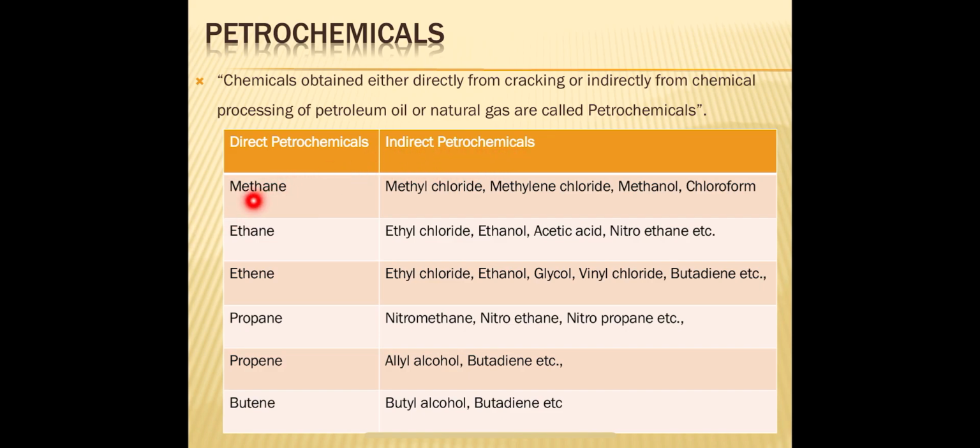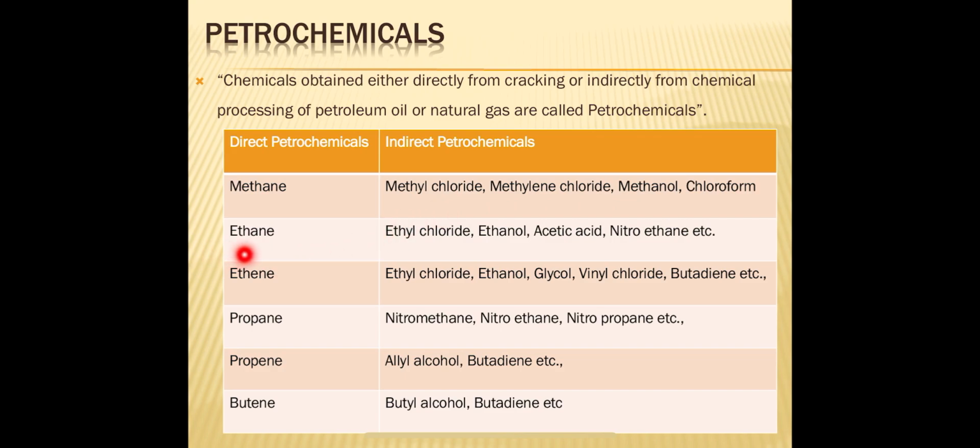So methane, ethane, ethene, propane, propene, butene, all these are obtained by direct cracking, and the indirect petrochemicals which are obtained by chemical processing are methyl chloride, methylene chloride, methanol, chloroform. So if we take this methane and do some chemical processing, either by thermal reforming or chemical reforming, we are going to get the indirect petrochemicals: methyl chloride, methylene chloride, methanol, chloroform.